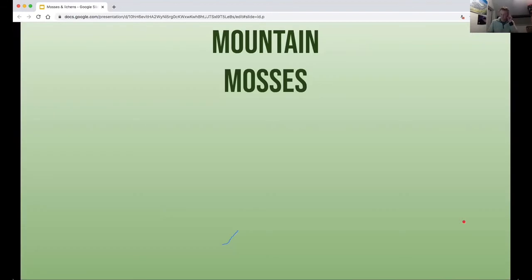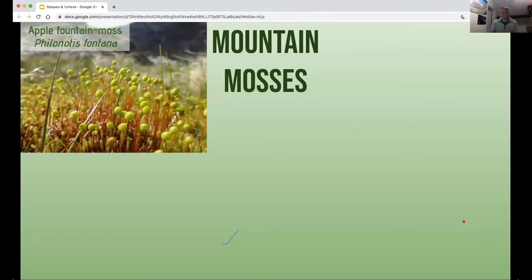A few examples of mountain mosses that you may have seen, you may recognise, or they may be new to you. Beautiful apple fountain moss that you find in wet areas, so coming off rocks in these damp marshy areas, but near rocks where there's overland water flushing down, what are called wet flushes, you find Philonotis fontana. I love that name, apple fountain moss, and you can see why it's called apple fountain moss.